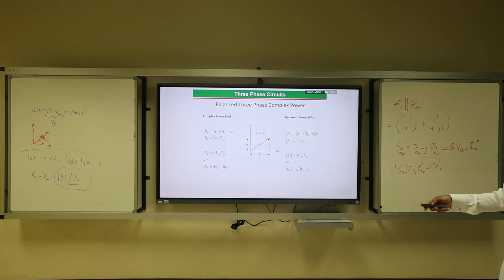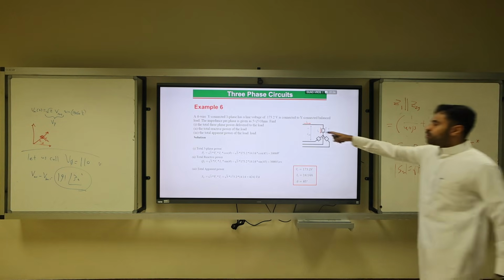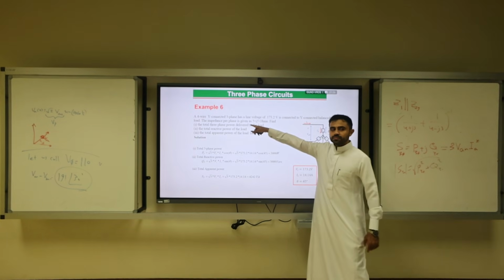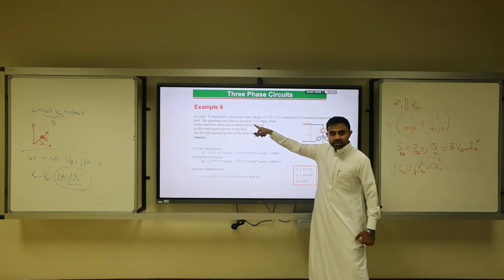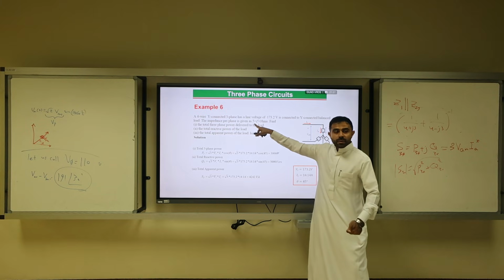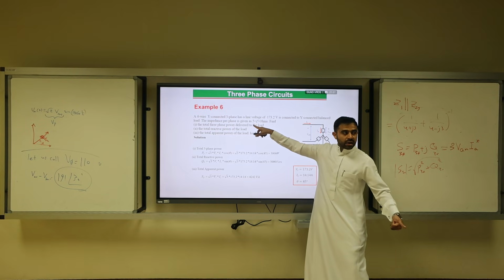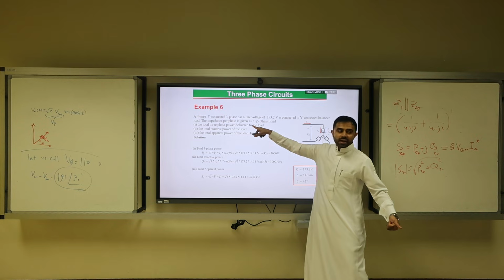Let's go to the previous example. Is this an inductive load or a capacitive load? The current is inductive. Why? Because the imaginary part is positive. If the imaginary part is negative, that's a capacitive load. If it's a capacitive load, the power factor is leading, not negative. There is no negative power factor.